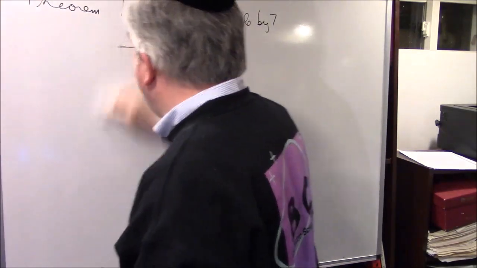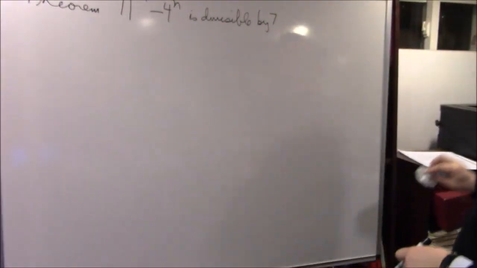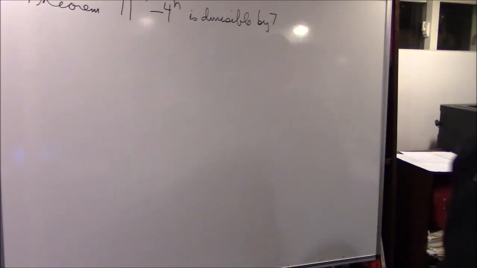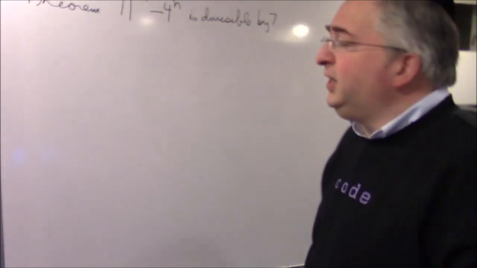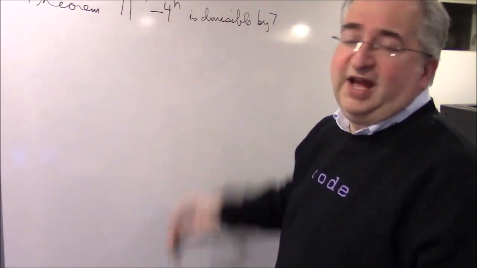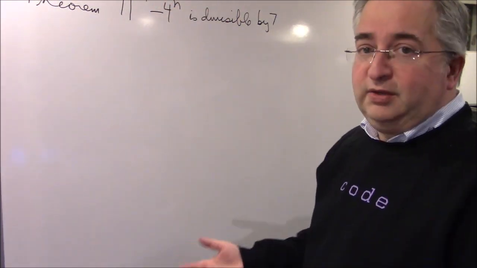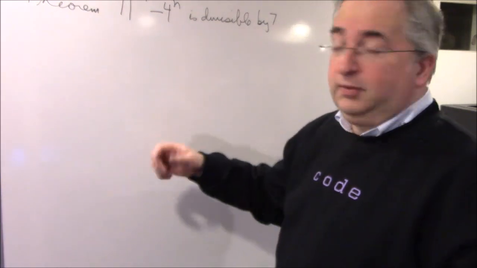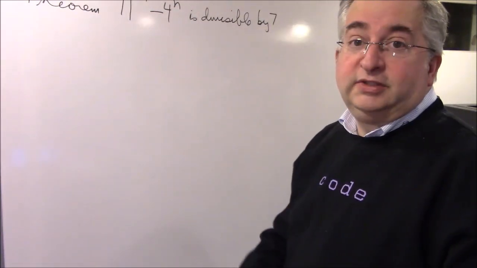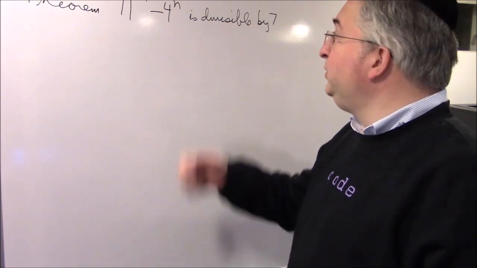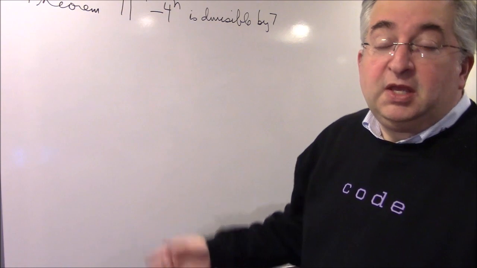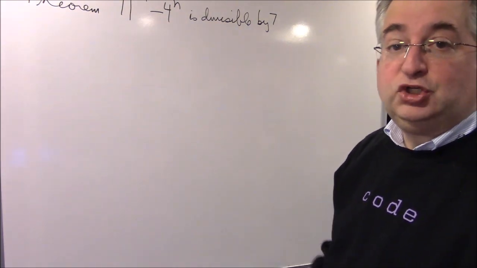I told you I will be giving you theorems. The hard part here is proving these theorems. So let's see why this is complicated, because 11 to the 10th power, I have no idea what that is. It's a humongous, ugly number. 4 to the 10th power is also a humongous ugly number, but somehow if you subtract one from the other, it's divisible by 7. I'd like to show you why it's true.